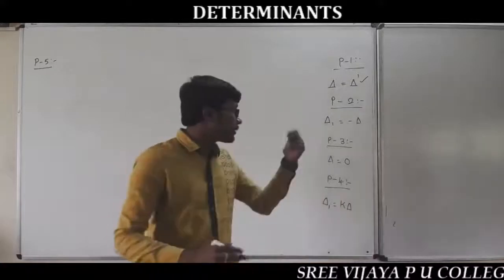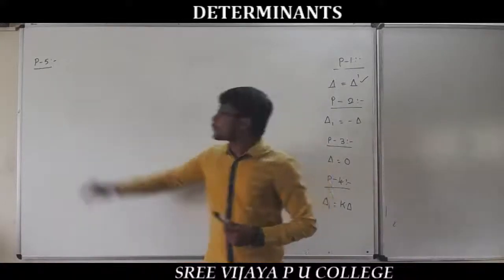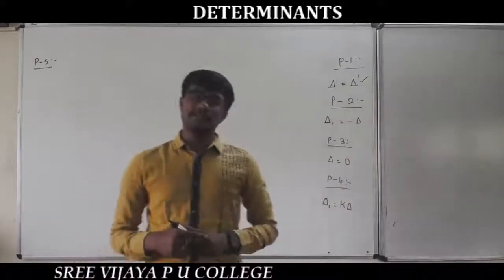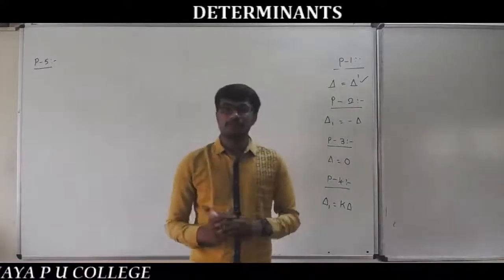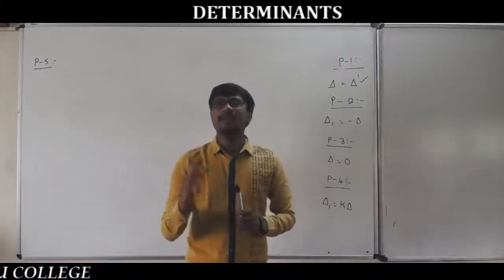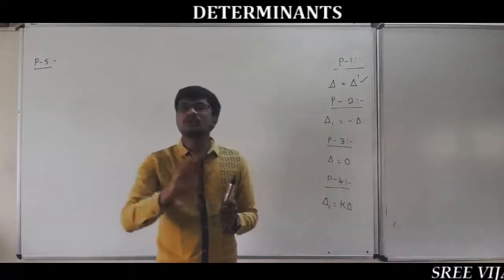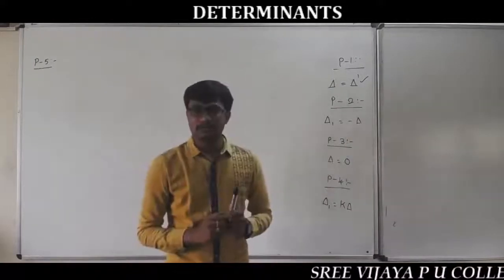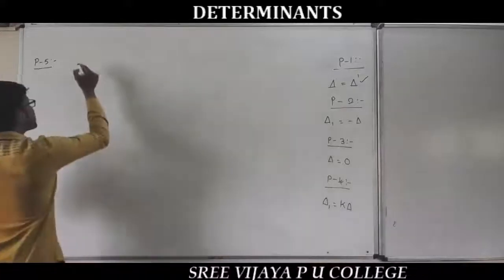Okay, these are the 4 properties we discussed in the last class. So now in today's class we discuss property number 5. What is this property? In a determinant, if a row or a column can be expressed as a sum of 2 or more terms, then the determinant can be split into 2 or more determinants. Let us take an example here.